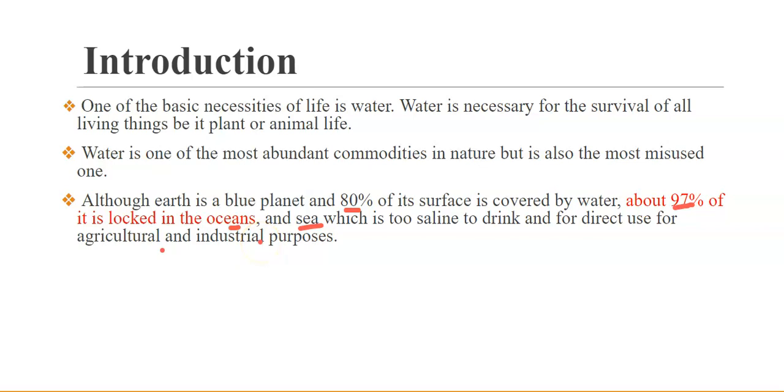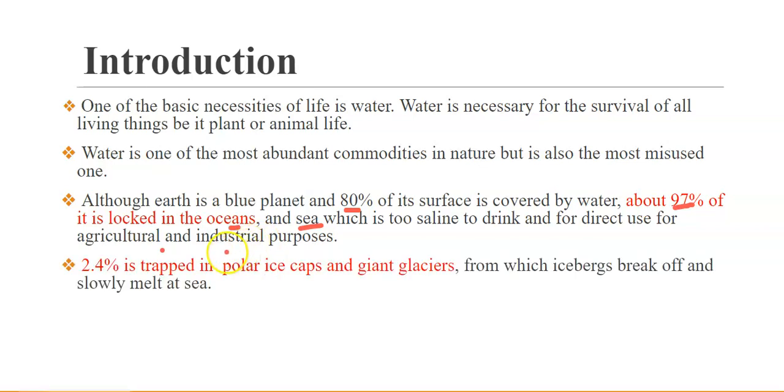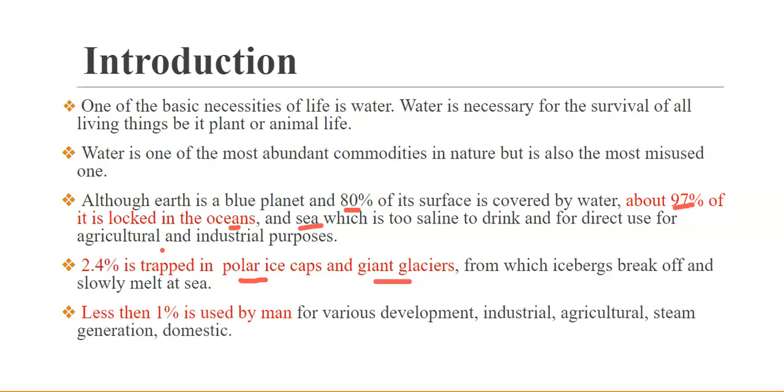So out of this 80%, 97% is in the form of oceans and seas. Then 2.4% is trapped in polar ice caps and giant glaciers. So we also cannot use the water from the glaciers and ice caps directly because they melt slowly. Then from this 80% of water, only 1% of water is used by man for various development, industrial, agriculture, steam generation, as well as domestic uses.